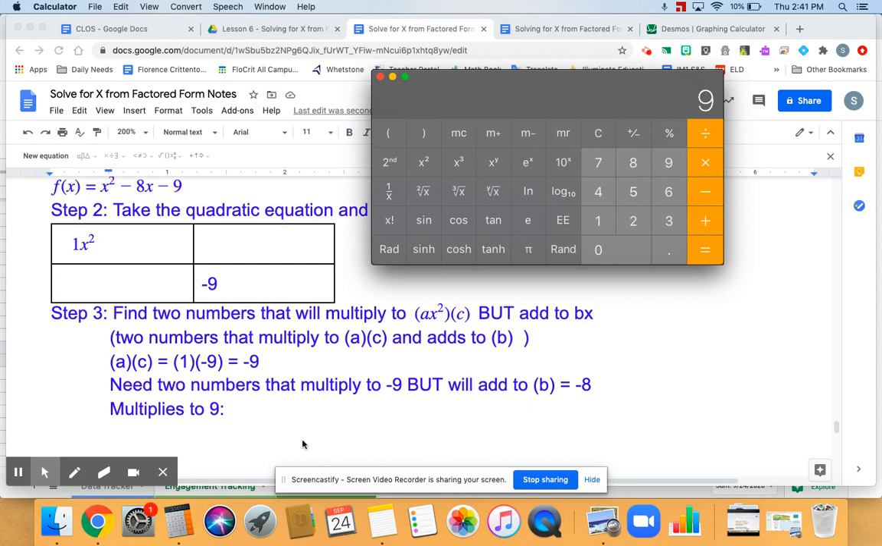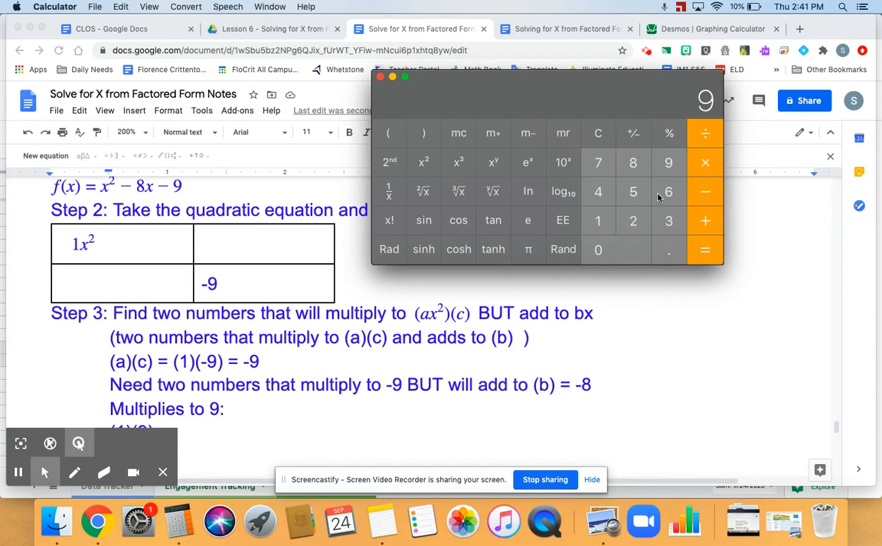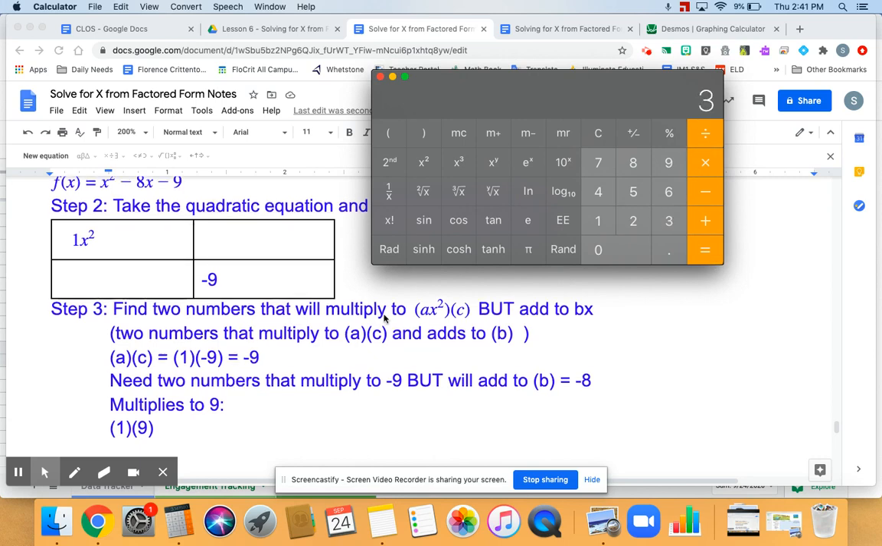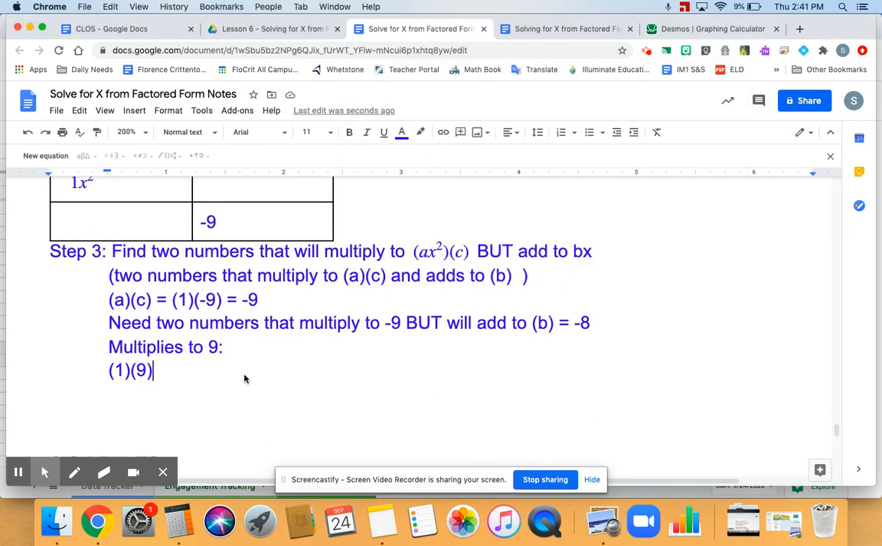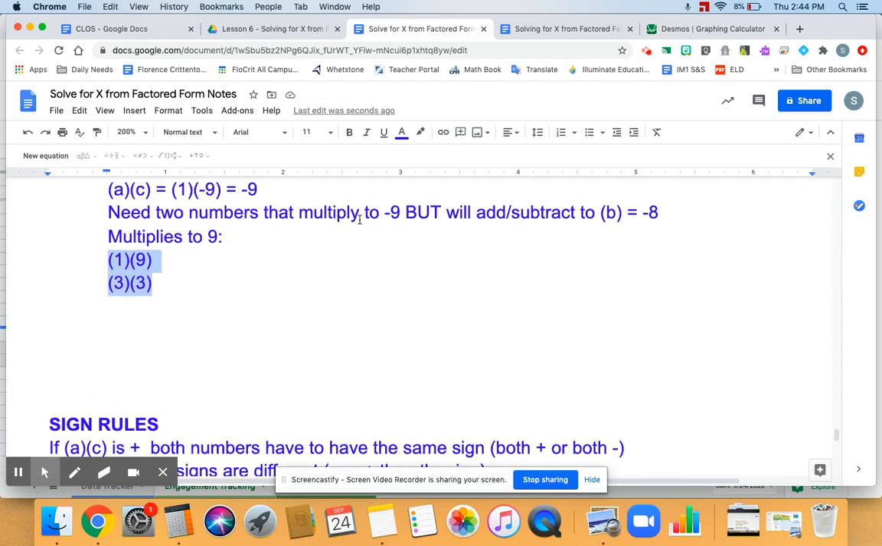So if I take 9 and divide it by 1, I'm going to get 9. And then if I try dividing by 2, I get a decimal. If I do 9 divided by 3, I get the answer of 3. And since I hit 3, I'm done. There are no more. So these are my two pairs. Somehow these pairs, they all will multiply to 9. Well, it's not quite 9 that we want them to multiply to. We want them to multiply to -9.